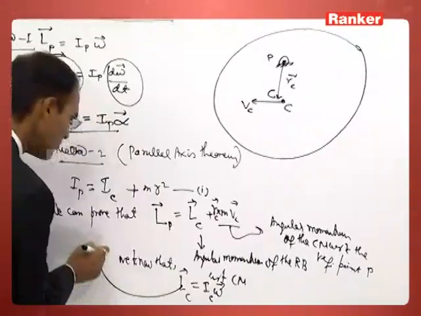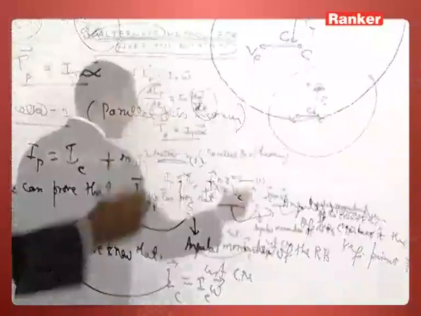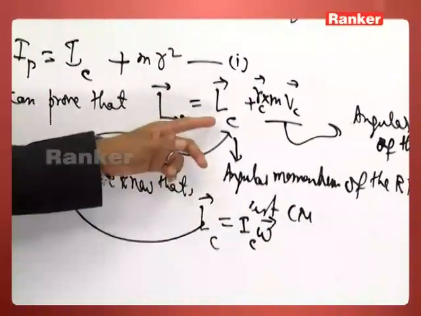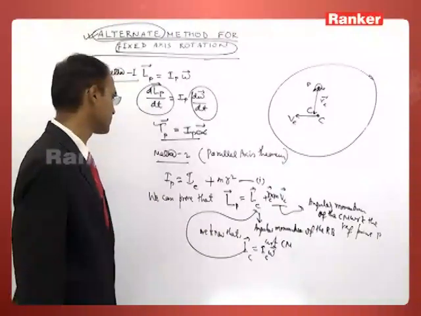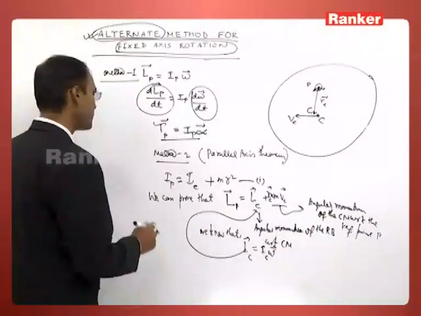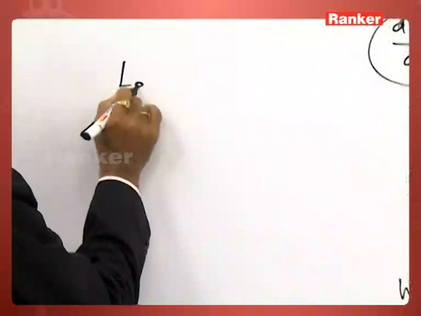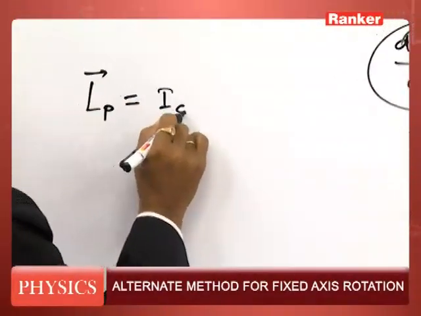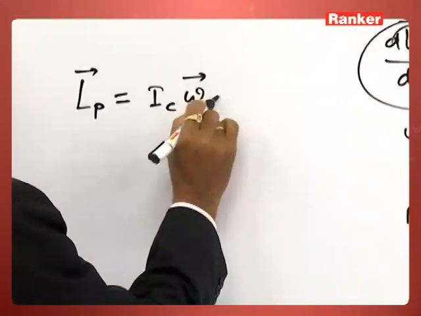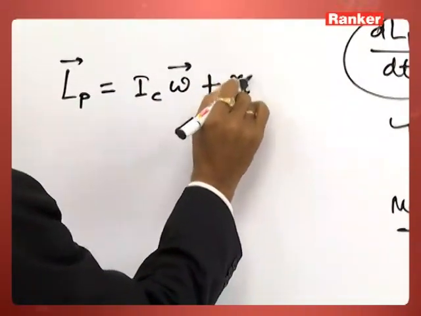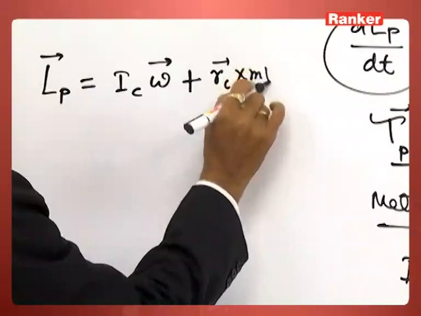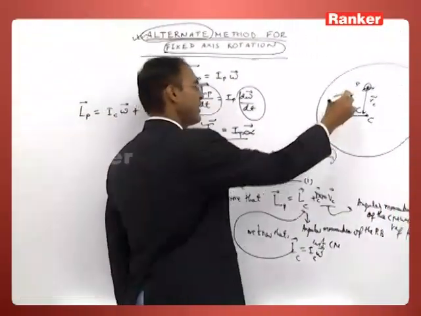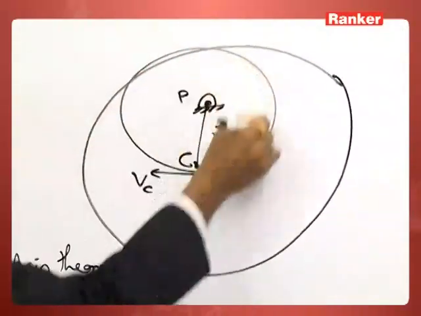Now, you substitute the angular momentum of the rigid body with respect to the center of mass axis in this formula to get L_p is equal to I_c omega plus r_c cross m v_c. Since this point is fixed, this point moves in a circular path.